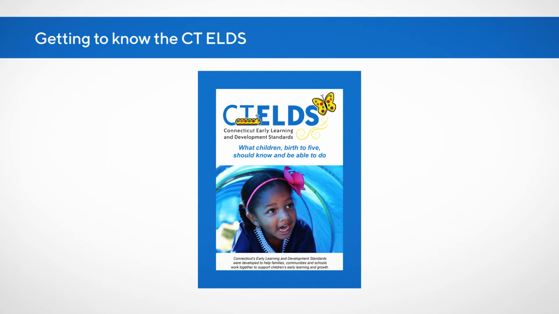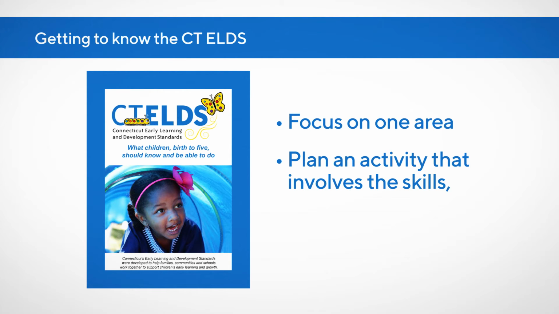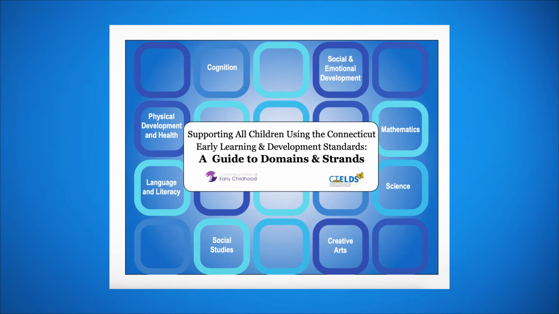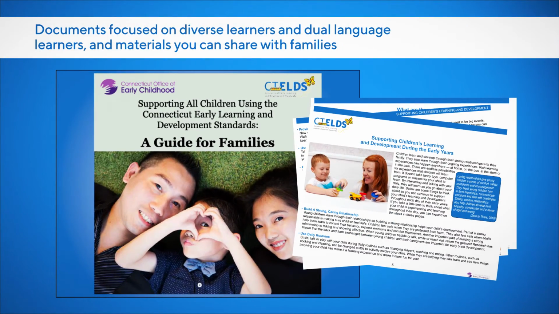One good way to get to know the CT ELDS is to focus on one area, a certain progression, strand, or domain. You can plan an activity that involves the skills, watch, read the CT ELDS, and reflect. There are also support documents and trainings, and additional videos that can help you learn and use the CT ELDS tool. The series Supporting All Children Using the Connecticut Early Learning and Development Standards includes documents with strategies for each strand in the CT ELDS, documents focused on diverse learners and dual language learners, and materials you can share with families.